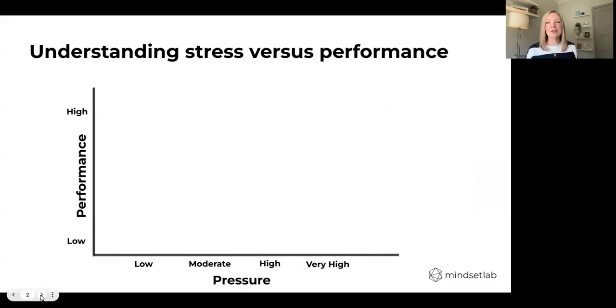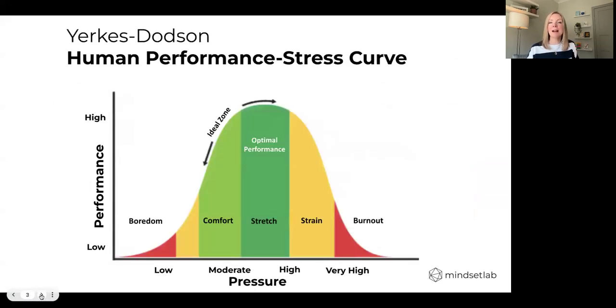So, understanding stress versus performance. On this graph, we have the y-axis, which shows performance, high versus low, and along the x-axis, we have pressure. So low, moderate, high, very high pressure. How these things interact is not how you might think. It's not a straight line, it's actually a bell curve.